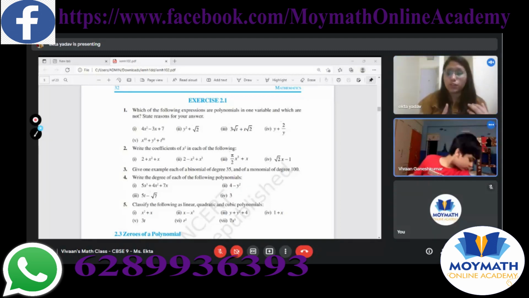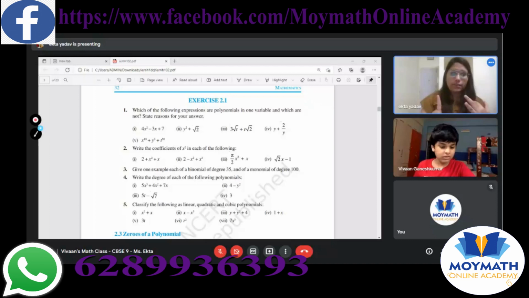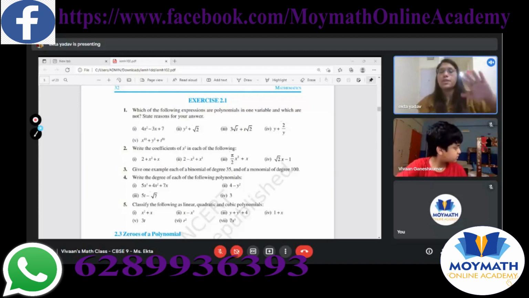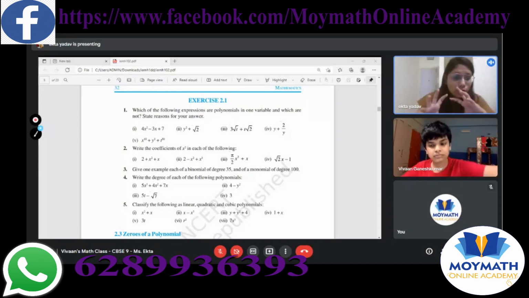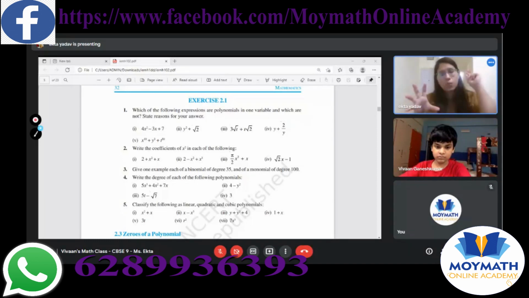And then we talked about the coefficient of a polynomial. Then we talked about how to name a polynomial based on its degree. For example, if the polynomial has degree 1 it is a linear polynomial, if it has degree 2 we call it a quadratic polynomial, and if it has degree 3 we call it a cubic polynomial. We also talked about monomial, binomial, and trinomial. If there is one term, we call it a monomial. If two terms, a binomial. Trinomial, just like that.